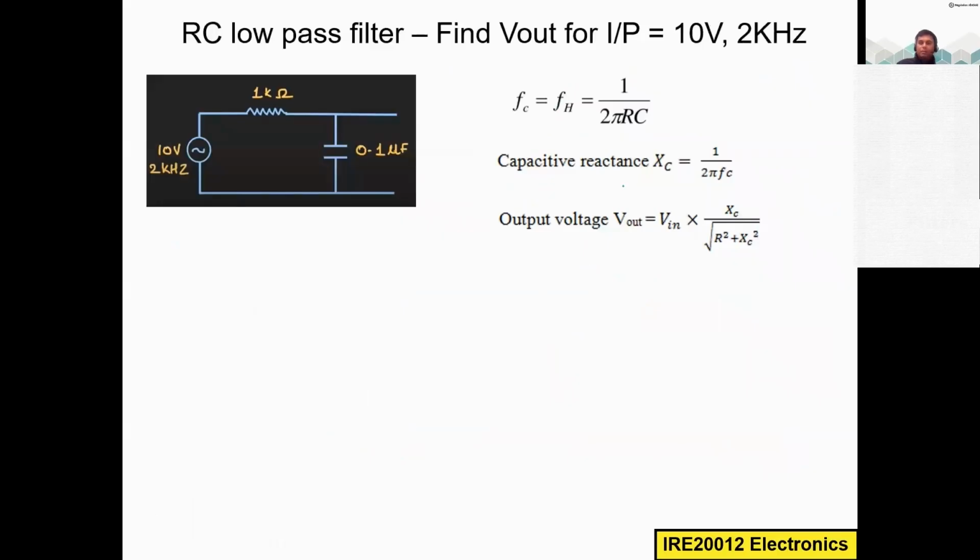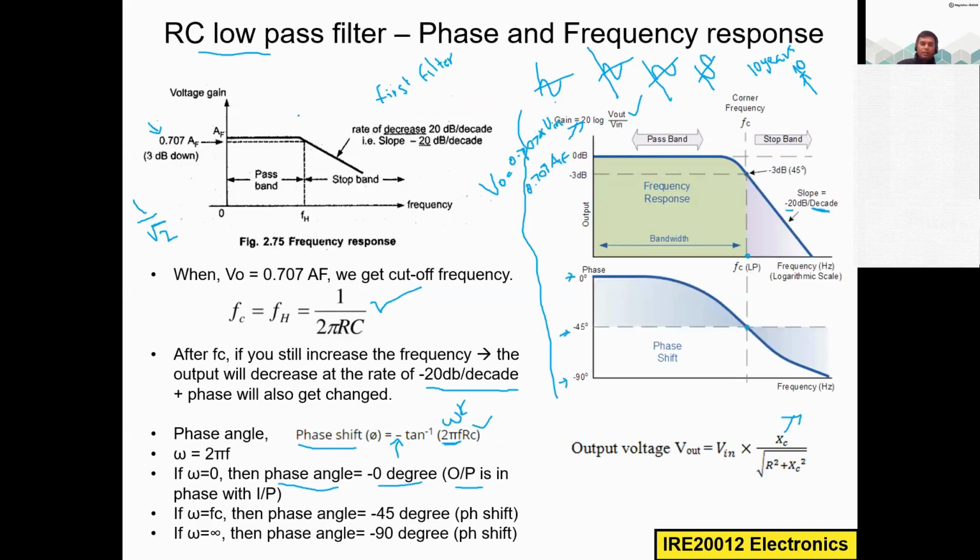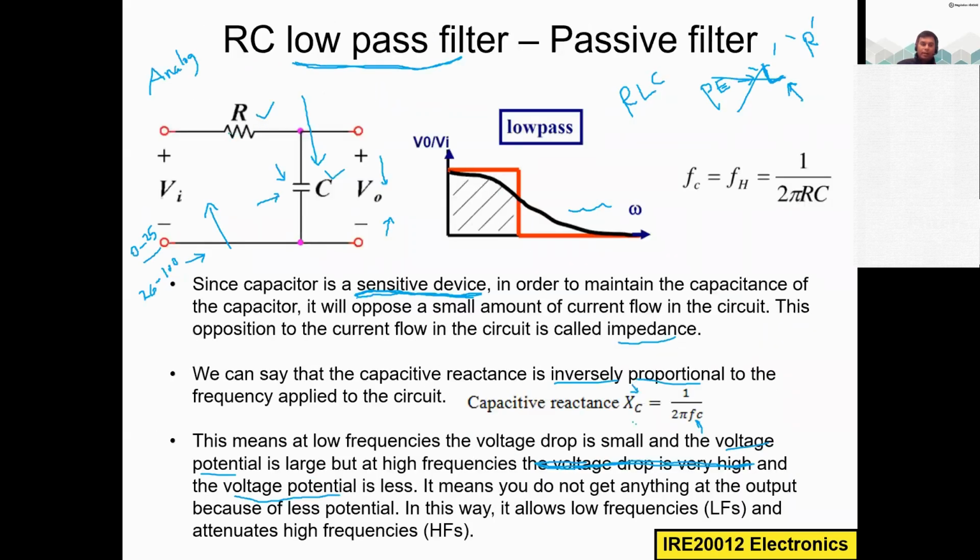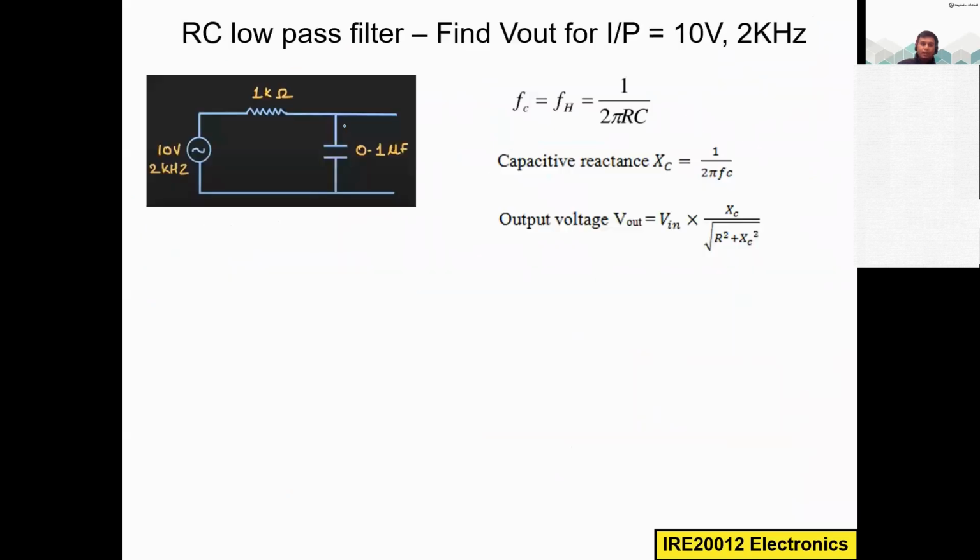Now we will just go to some calculation. Here you can see a small example circuit. This is the RC low pass filter. This is the circuit design, right? We have the resistor here and then the capacitor across the voltage. So this is the low pass filter design.